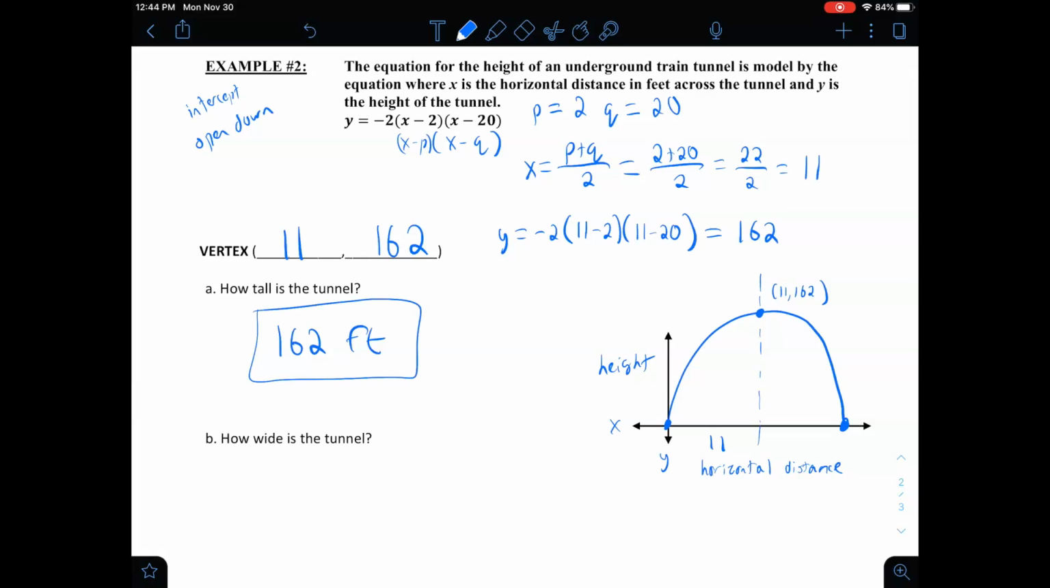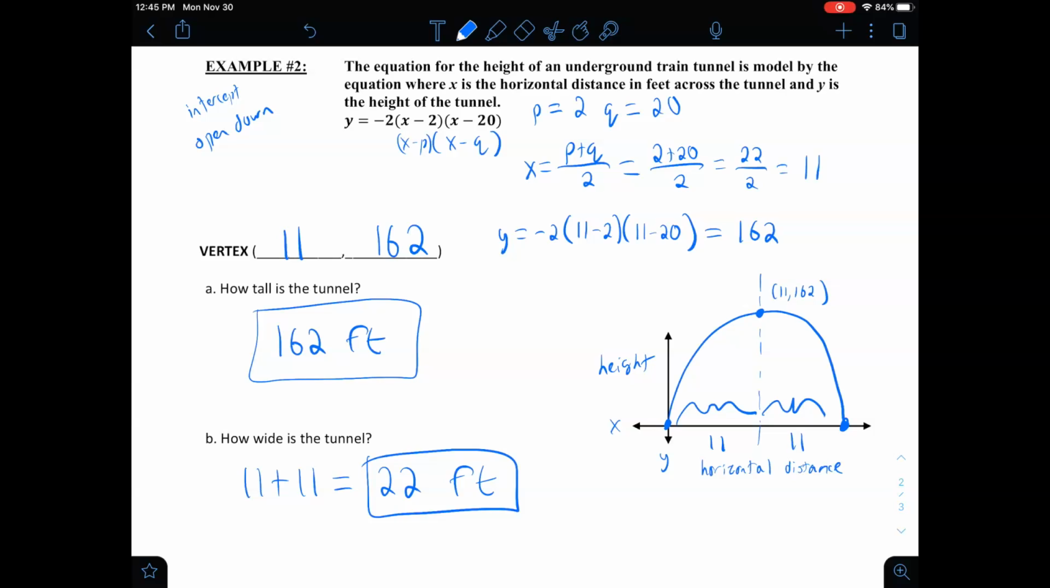How wide is the tunnel? Well, we know that getting to the vertex is half the distance from here to here. And then from here to here is going to be the same distance, which is 11. So we get 11 plus 11, which equals 22 feet. And there is our answer.